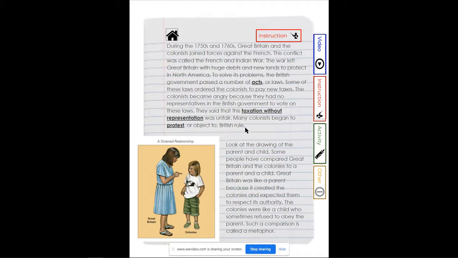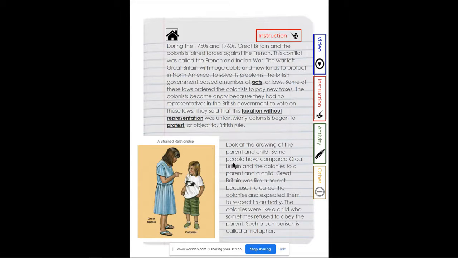The colonists became angry because they had no representatives in the British government to vote on these laws. They said this was taxation without representation, and it was unfair. Many colonists began to protest or object to British rule.